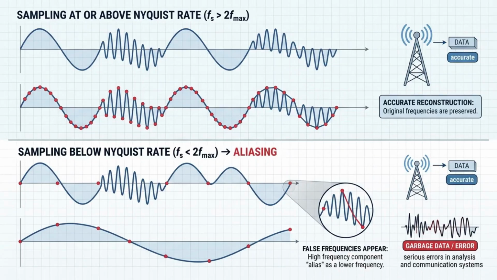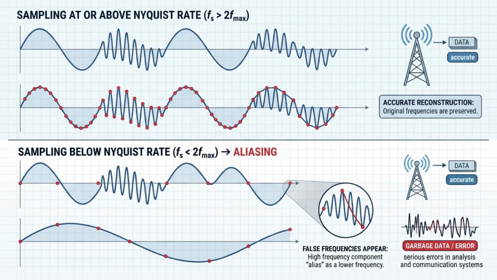The challenge arises when the sampling frequency falls below the required Nyquist rate. Instead of simply losing some detail, the signal can become fundamentally misrepresented. Frequencies that never existed in the original signal can appear in the sampled data, leading to serious errors in analysis and communication systems.